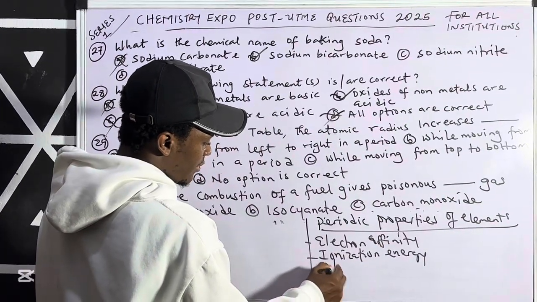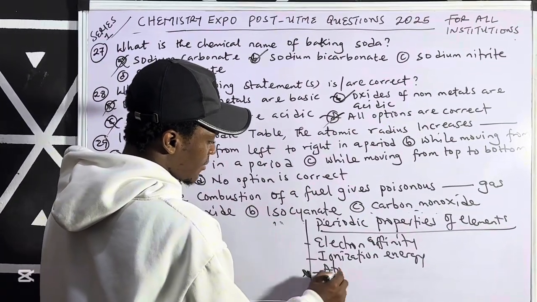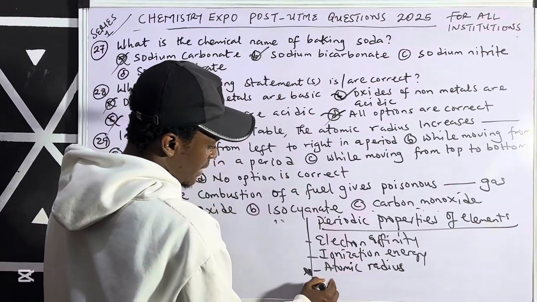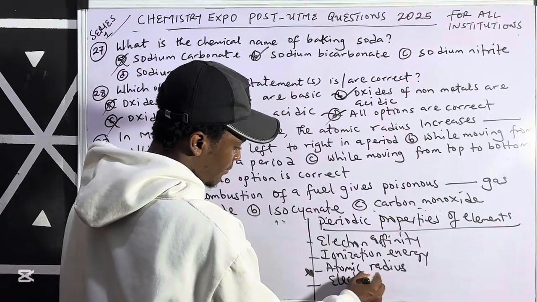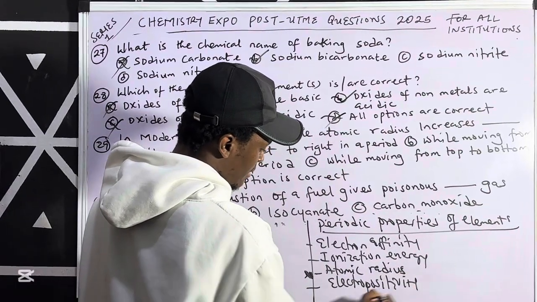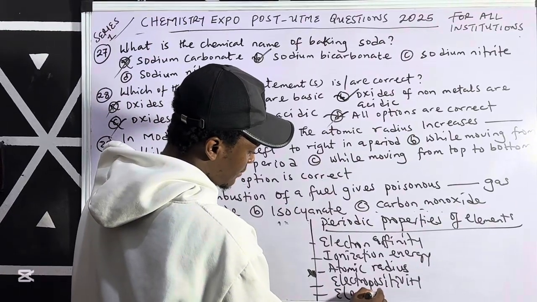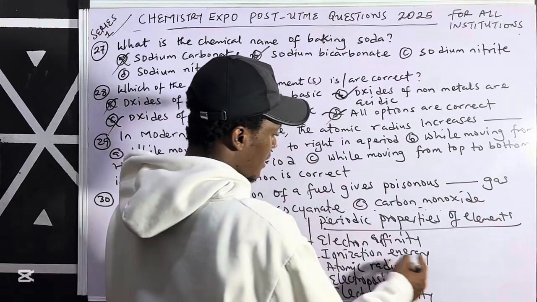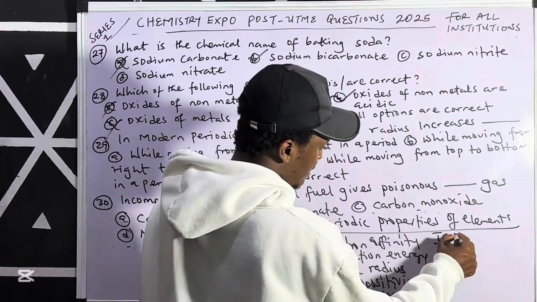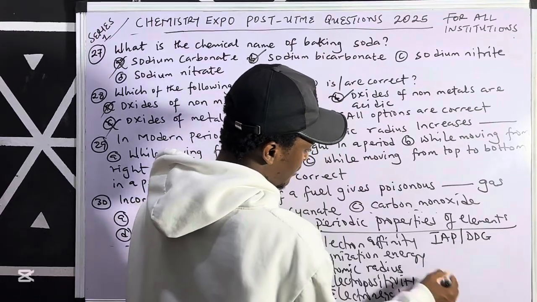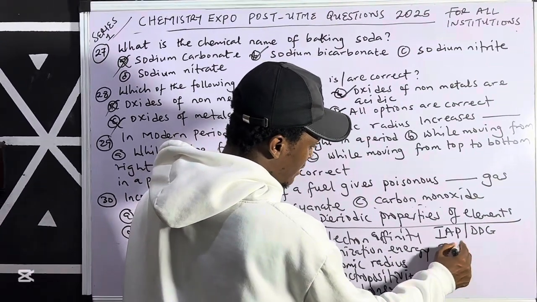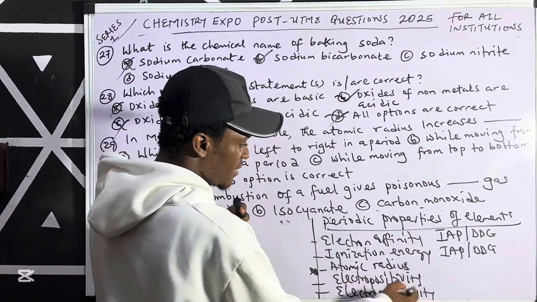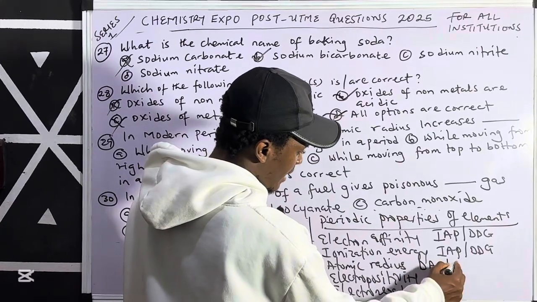Then we have atomic radius. This is the main one that they are asking questions about. Then we have electropositivity and electronegativity. Now, what's their trend in the periodic table? For electron affinity it is IAP and DDG. This is like a code that we explain. This one is still IAP and DDG, while atomic radius and electropositivity are both DAP and IDG.